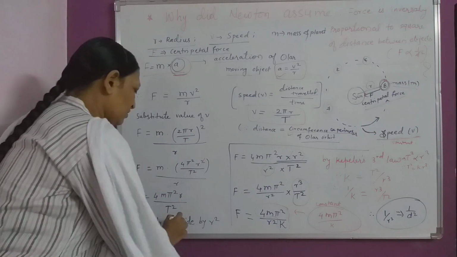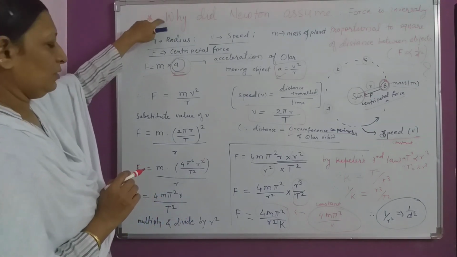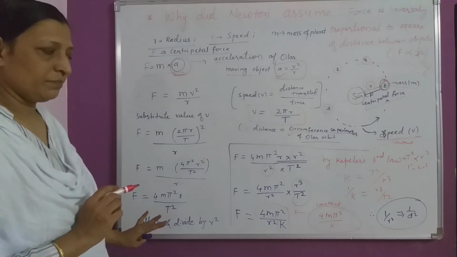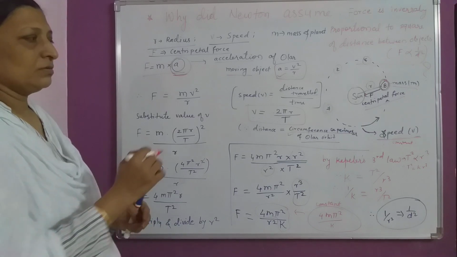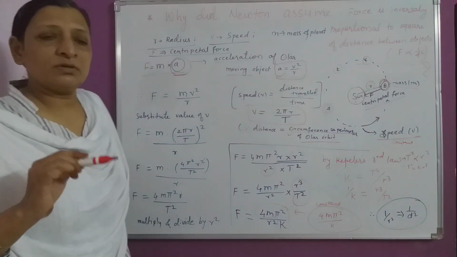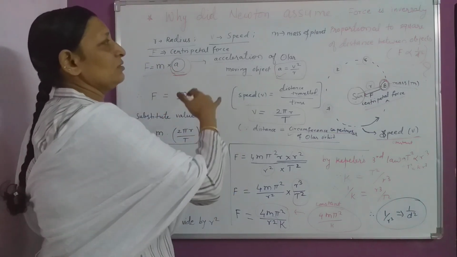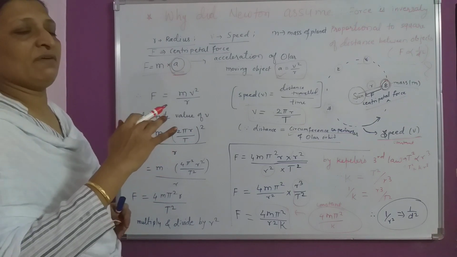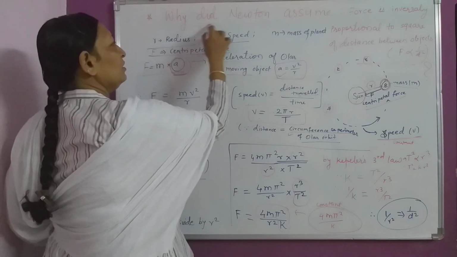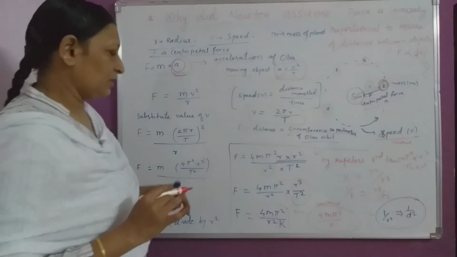Now at this stage, for getting the result of this question, what will we do mathematically? Multiply and divide by r square. Why are we doing this? We will apply here Kepler's law. For deriving the expression of the universal constant of gravitation, Newton got help from Kepler's third law. How? We will see in the next coming step.